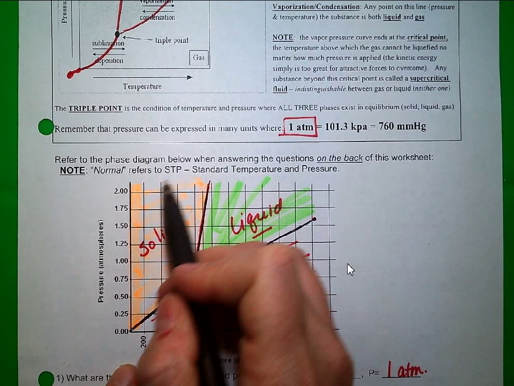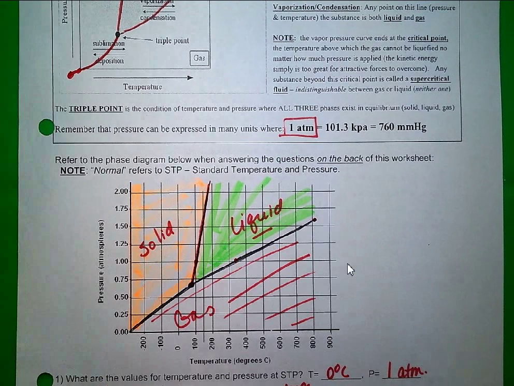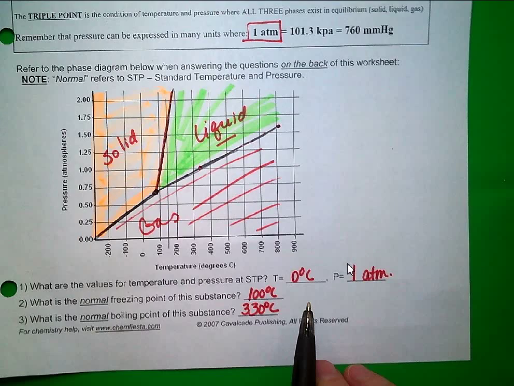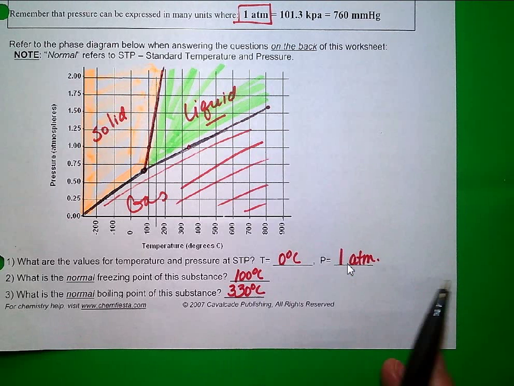So, just like being here. All right. So the normal temperatures and the normal, what you call STP, is standard temperature and pressure. So our standard temperature and pressure is 0 degrees Celsius and 1 atmospheric unit.